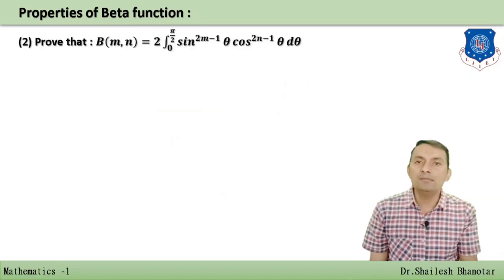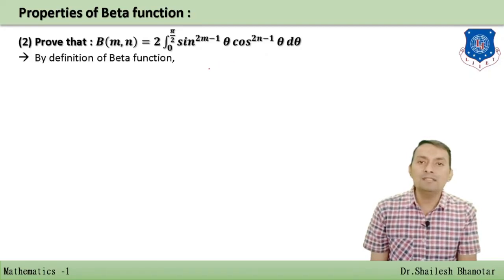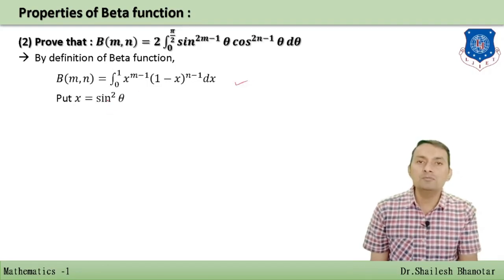Now we have property number 2. Beta(m, n) is equal to 2 times the integral from 0 to pi by 2 of sin raised to 2m minus 1 theta cos raised to 2n minus 1 theta d theta. That means we need to consider the beta function in polar form. So I am going to start with the definition of the beta function. Now we have to assume that x is equal to sin square theta. When I differentiate on both sides, dx is equal to 2 times sin theta cos theta d theta.